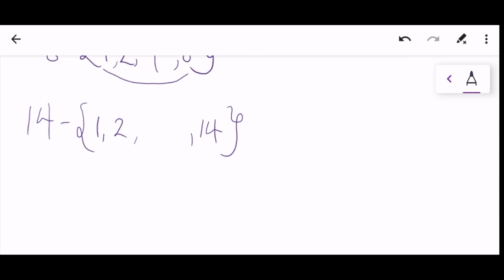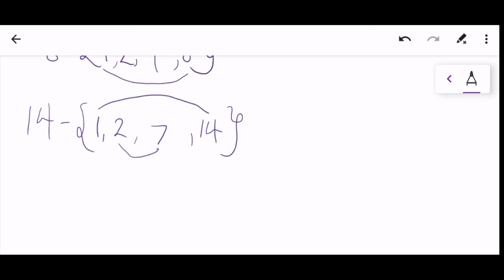Well, we can pair our factors. We know 1 times 14 will give us 14. So then the question is, 2 times what will give us 14? The answer is 2 times 7. So 1, 2, 7, and 14 are the factors of 14.